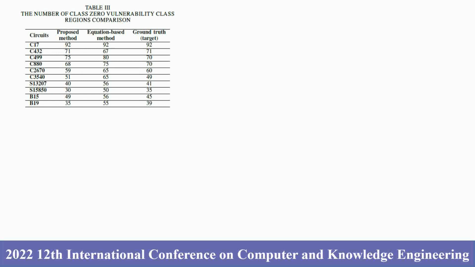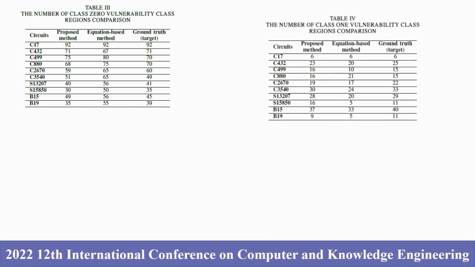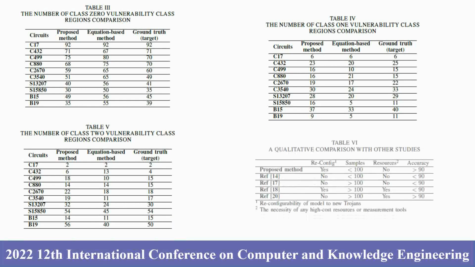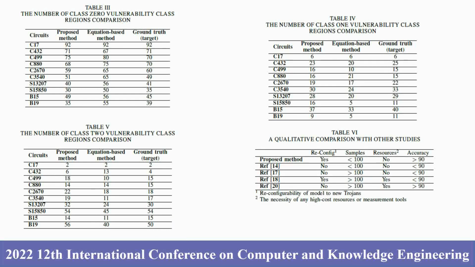So, as I mentioned, we have 3 classes for the vulnerability, and we also calculated the vulnerability of those regions with the equation-based method. And we also have our ground truth, so we compare our proposed method to the ground truth and the equation-based method. So you can see the number of class 0 vulnerability classes in each region, and you can easily compare them with the other method. This is the table for class 1, and this is the table for class 2. Since most of the methods are for Trojan detection and not vulnerability classes, we don't have too much choice to compare with, but we did a qualitative comparison with other studies that somehow focused on vulnerability analysis of digital circuits. And our method is reconfigurable, needs really few samples, no resources, and has a lot of accuracy.